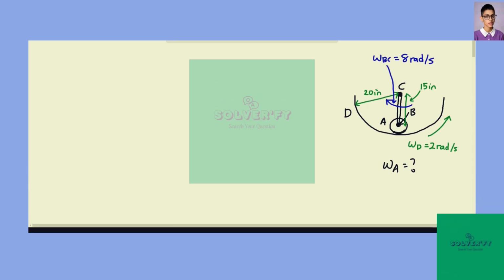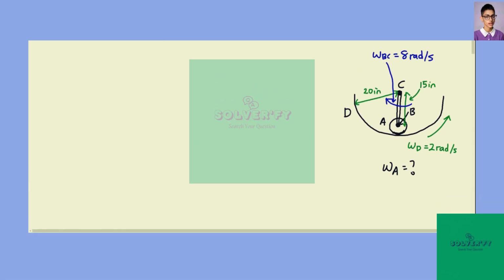In this question, we have planetary gear A that is pinned at B. The link BC rotates clockwise with angular velocity 8 radian per second. Then the outer gear rack D is rotating counterclockwise with an angular velocity of 2 radians per second. We want to determine the angular velocity of gear A in this question.